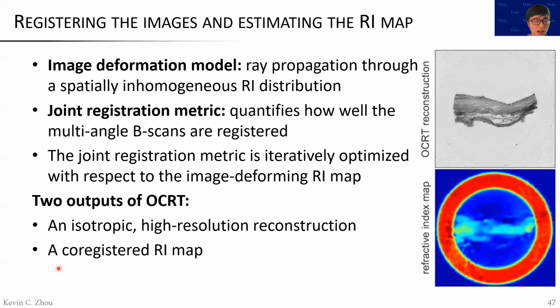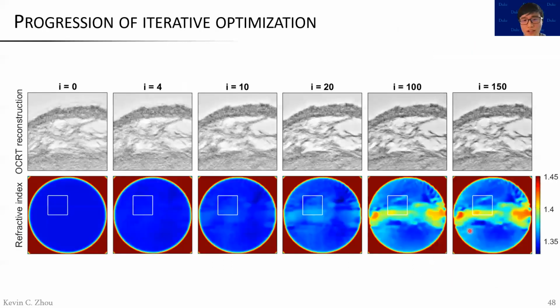So at the end of the day, OCRT gives us two outputs. We get an isotropic, high resolution reconstruction here, and a co-registered refractive index map of the sample. Here's an example of the progression of the optimization and registration over many iterations. If we start with a flat refractive index, we get a poorly registered image, but over time, the images become more and more registered, as the refractive index map becomes more and more accurate.